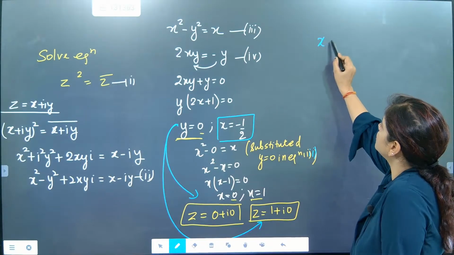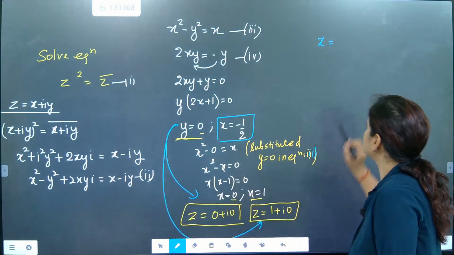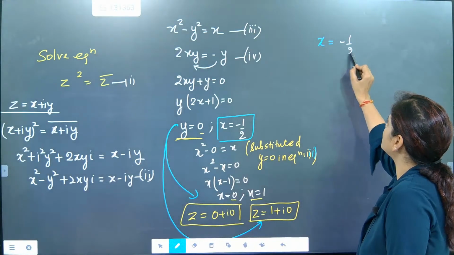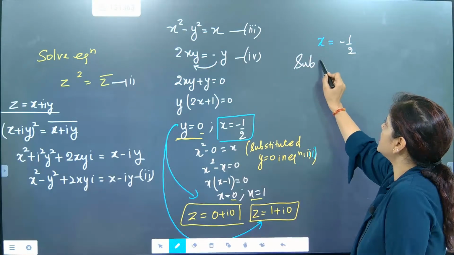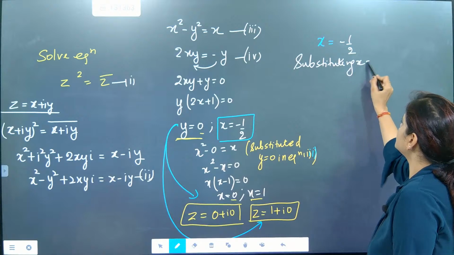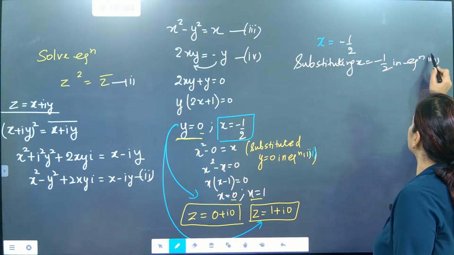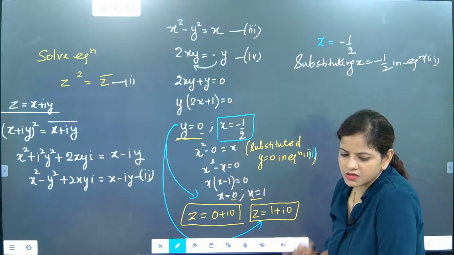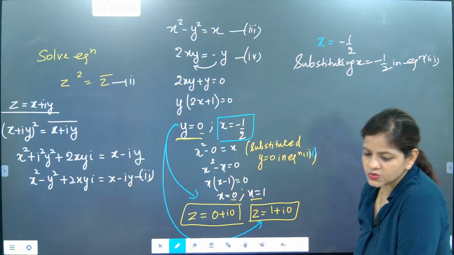X equal to... is it visible or not? Better we'll write with white color only. So here x is equal to minus 1 by 2. We'll substitute in equation 3, sorry, again I am telling, equation 3. Substituting x is equal to minus 1 by 2 in equation 3, beta.